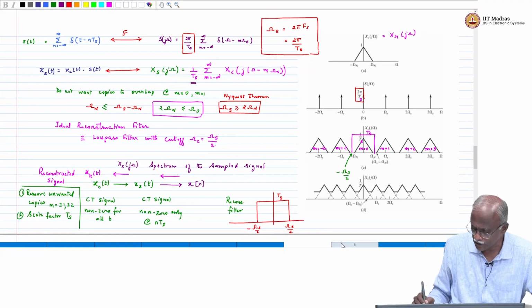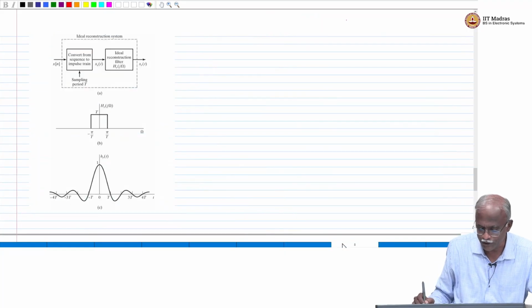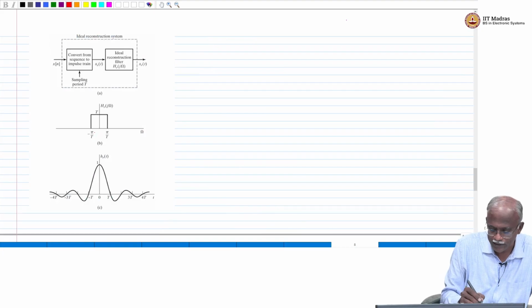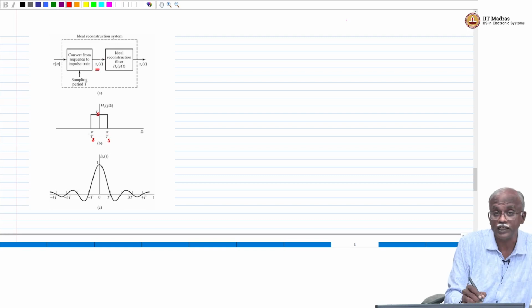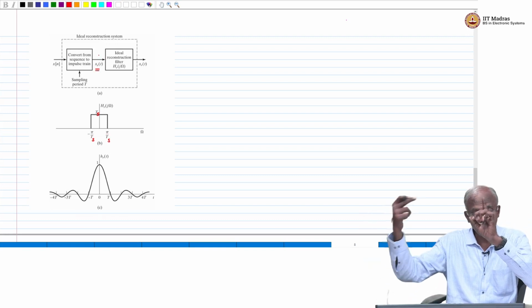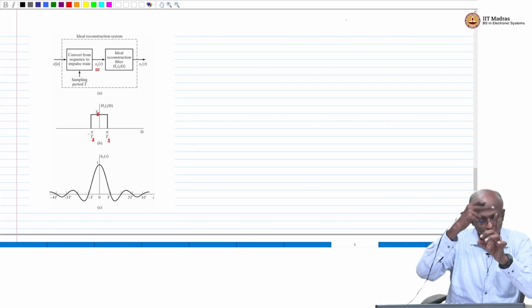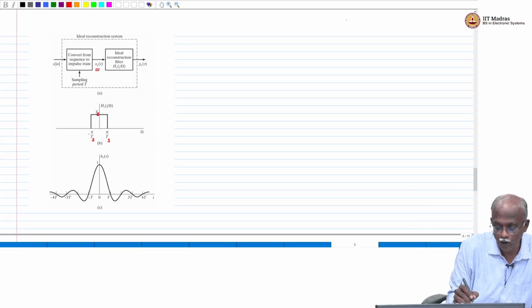Now, the first thing that we would like to do is to understand the shape and the behavior of this reconstruction filter. So, this reconstruction filter is going to operate on Xs of t. Remember, from x of n we have generated Xs of t. From here we have to go all the way to the reconstructed signal. So, this is the reconstructed signal. We are looking at the reconstruction process.